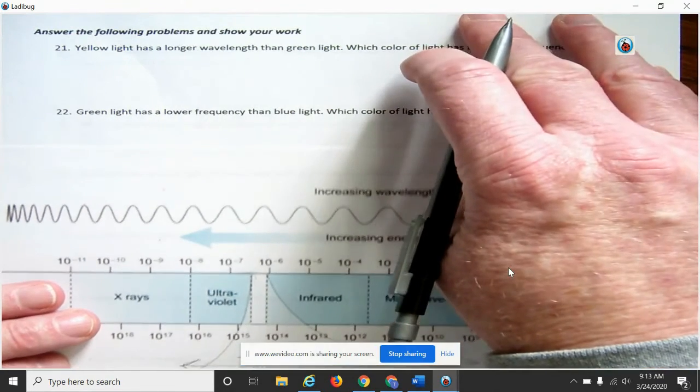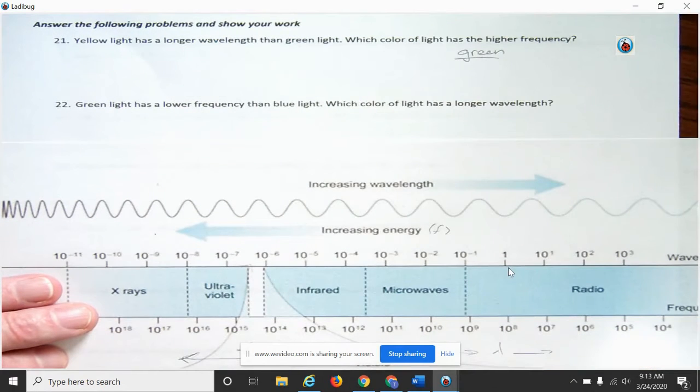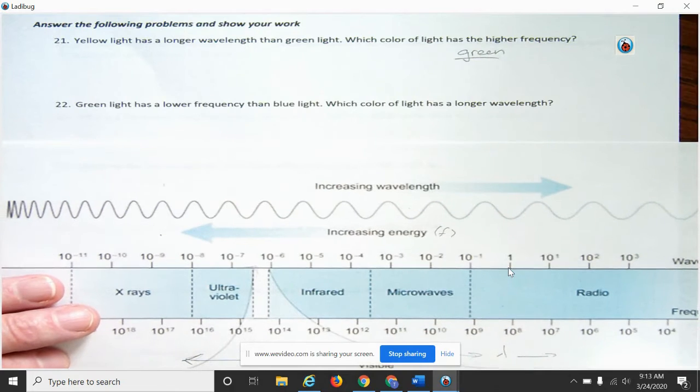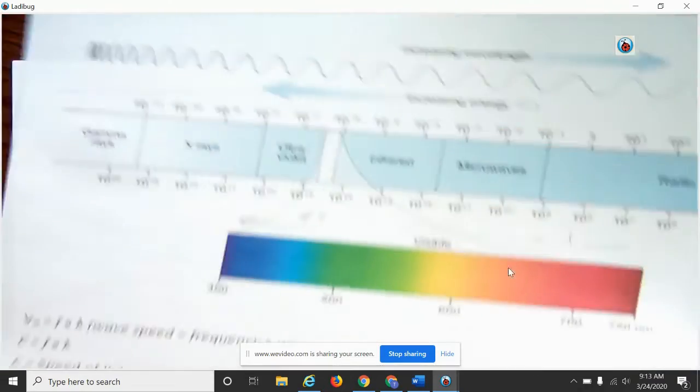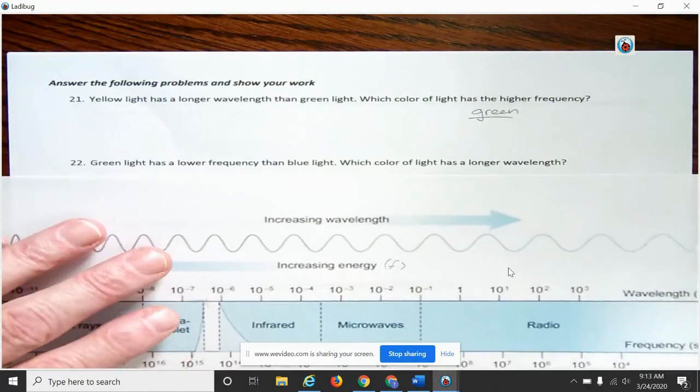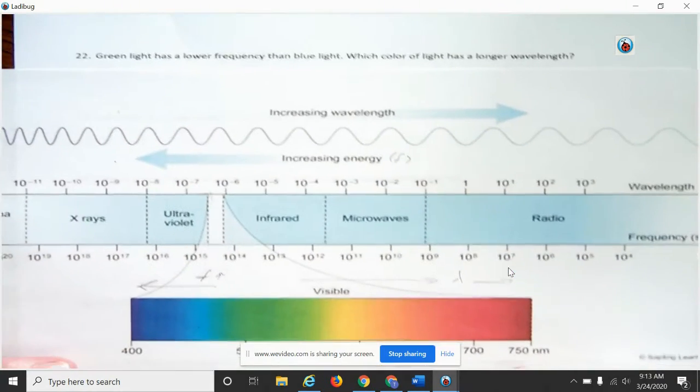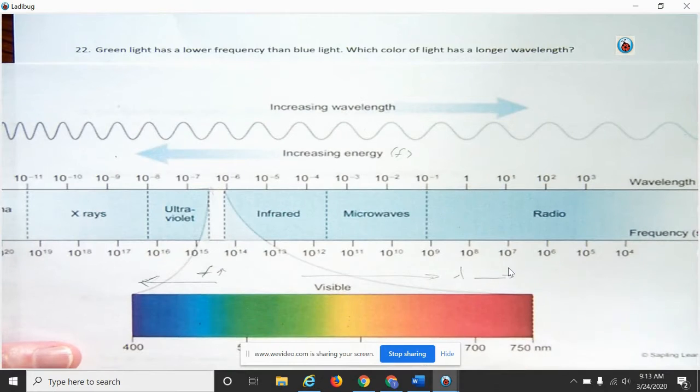It says green light has a lower frequency than blue light. Which color has a higher or longer wavelength? Well, again, we can go back and take a look at the diagram. Let me slide this up here. Let's see if I can make this work. All right. So green is right here. Blue is right here. It says green has a lower frequency.